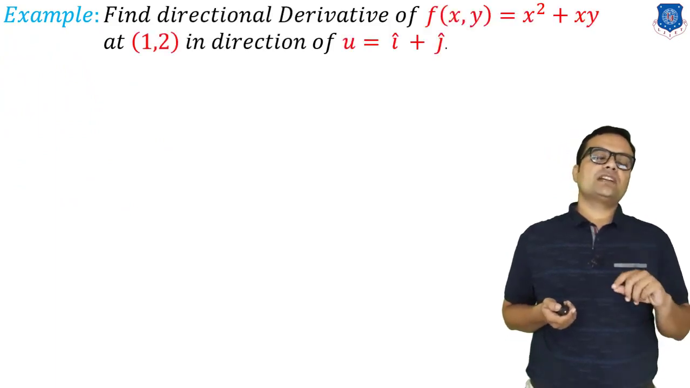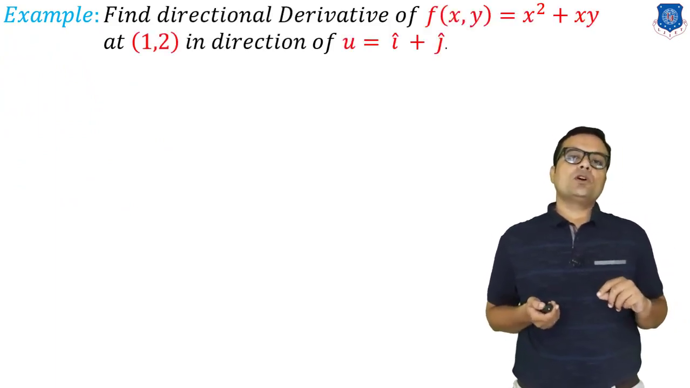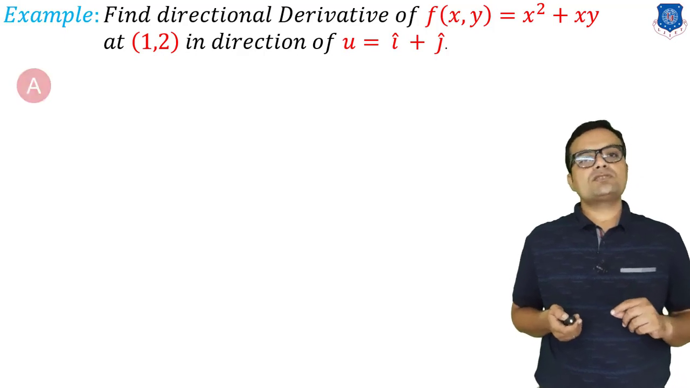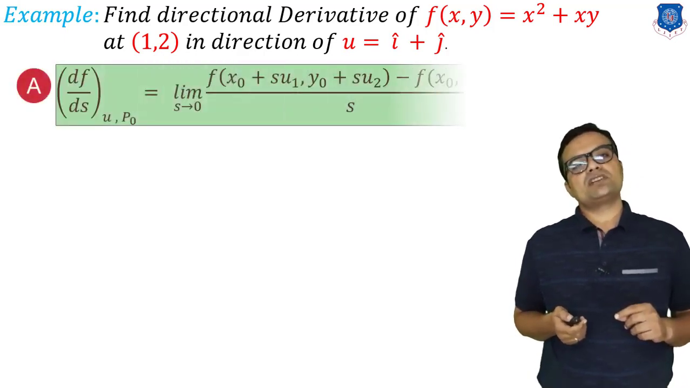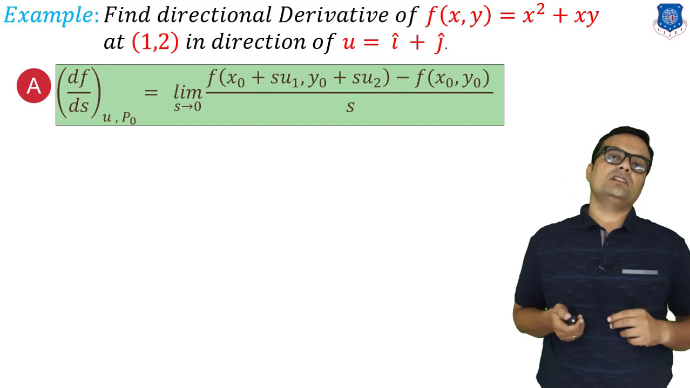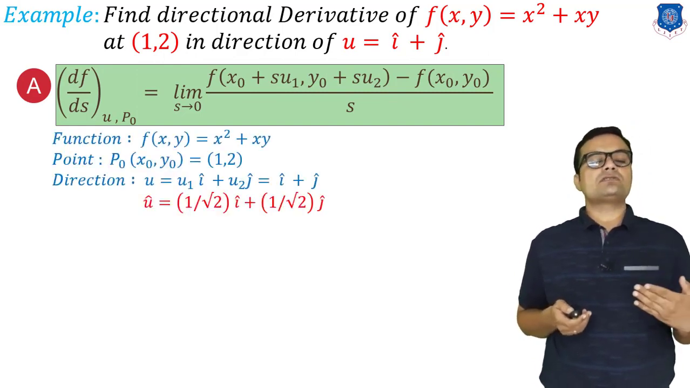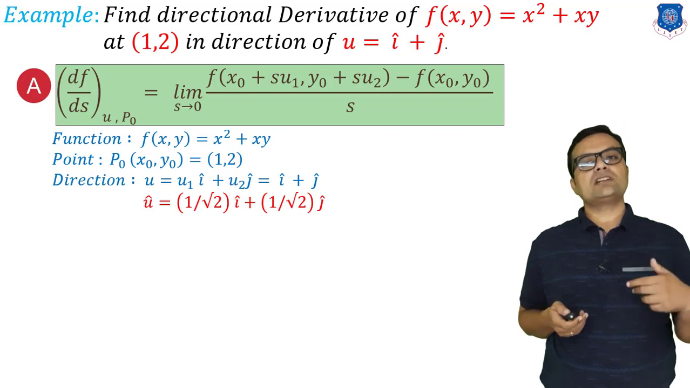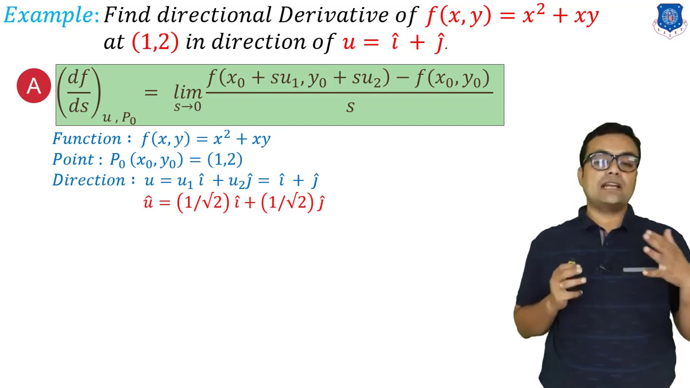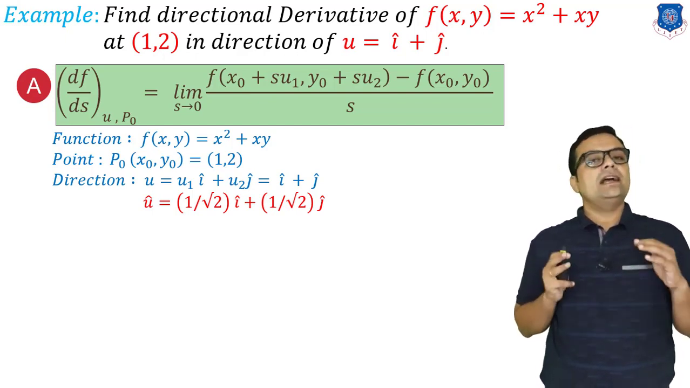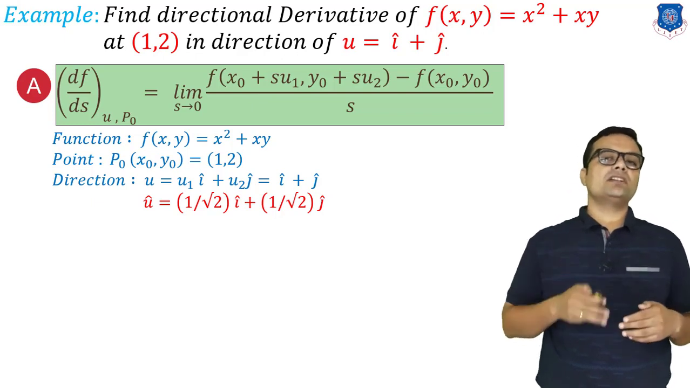If I consider the function x square plus xy, then at point (1, 2) and in the direction of u = i plus j, let me take the first possible method with the help of the limit. So I need three values. I need the function, which is x square plus xy, I need the value of x0, y0, which by the given point is (1, 2), and I need a unit vector in the given direction.